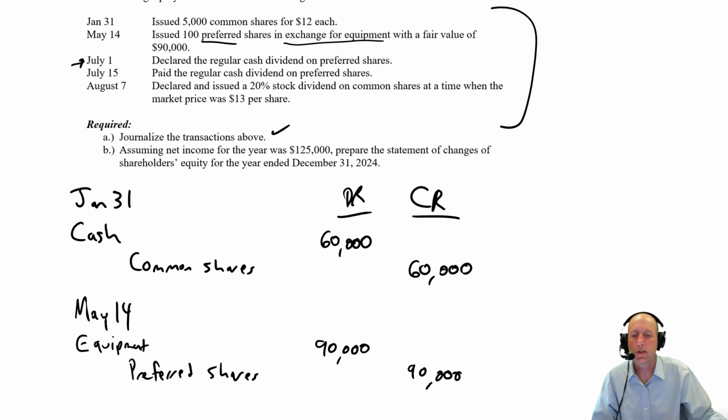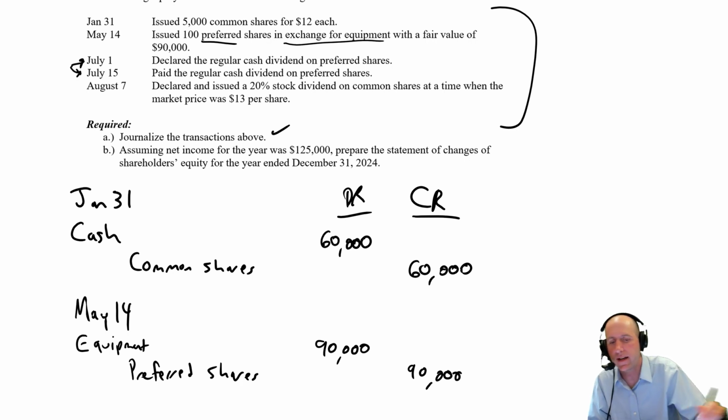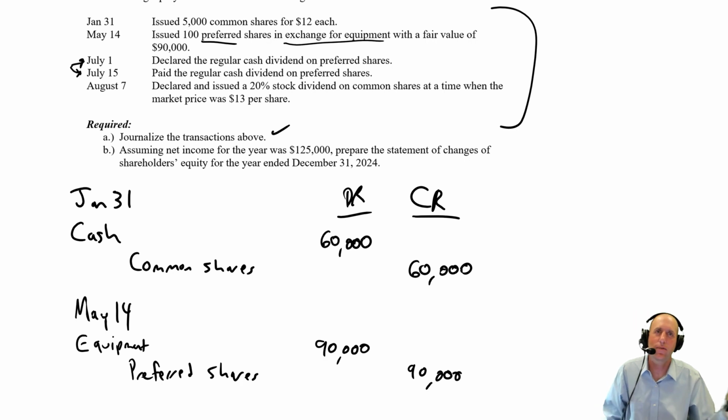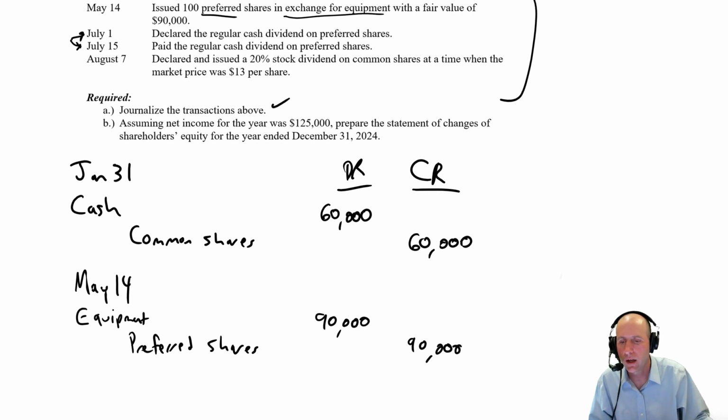July 1st, declared the regular cash dividend on preferred shares. And this is interesting. On July 15th, we pay. So this is something we haven't dealt with before, but this is more typical of a dividend transaction. We've sort of said declared and paid happens all at once. Here they declare it on one day, so they're promising and legally obligating themselves to pay a dividend, and then a couple weeks later on July 15th they pay it. So let's get to it.